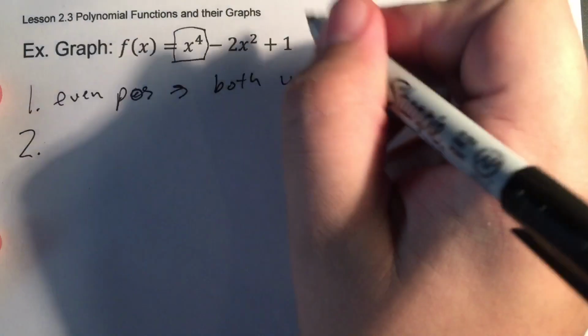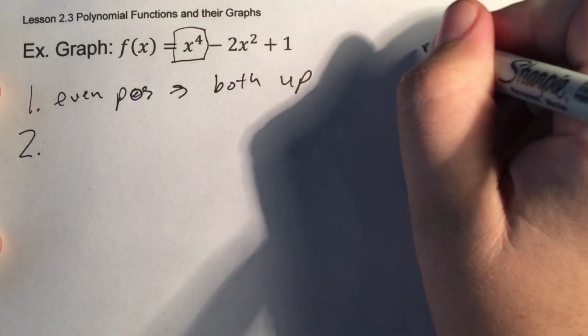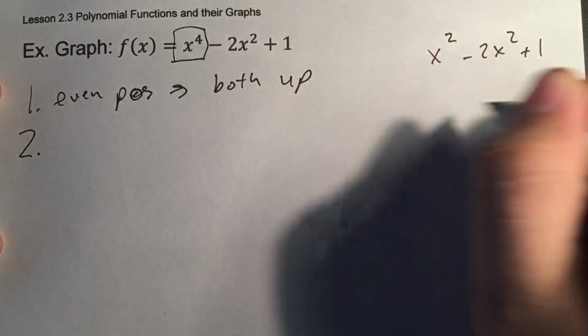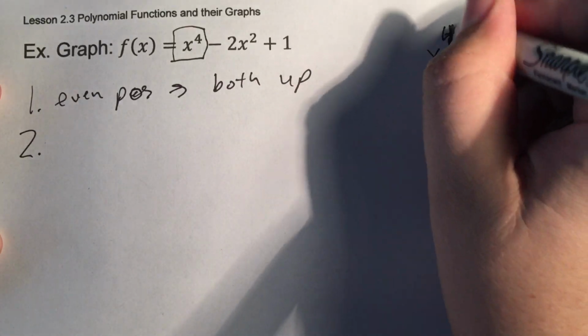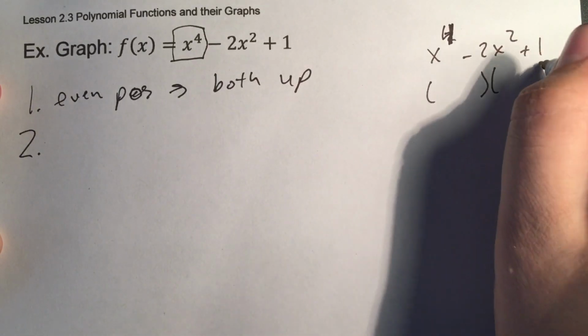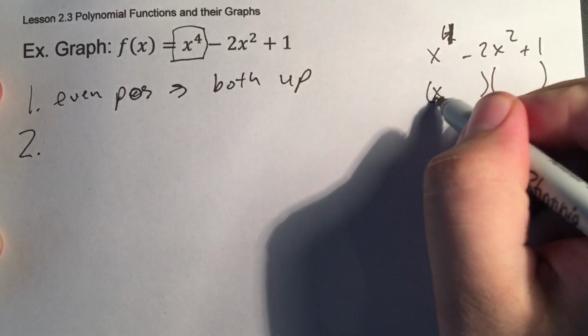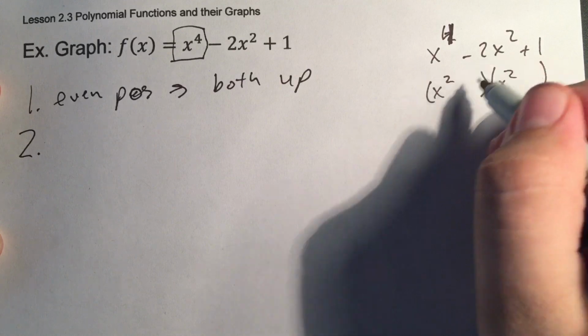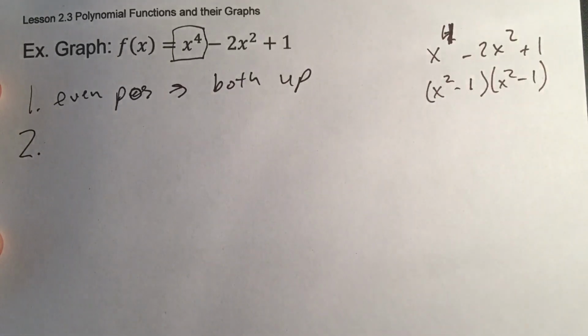Looking for x-intercepts. So I'm going to do it over here. So we have x to the 4th minus 2x squared plus 1. So we're going to factor this. So we're going to go x squared and x squared. To get a minus 2, they both have to be minus 1s.